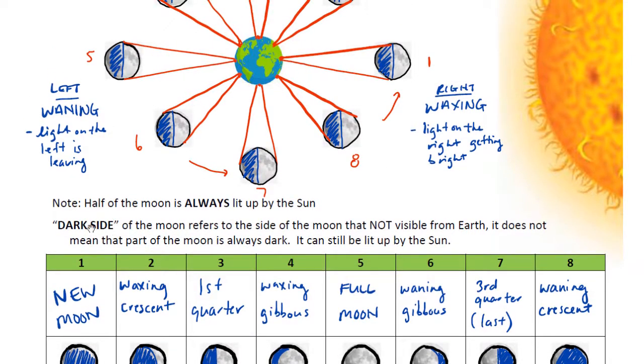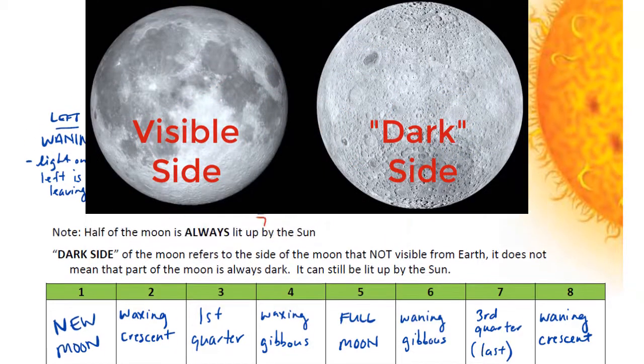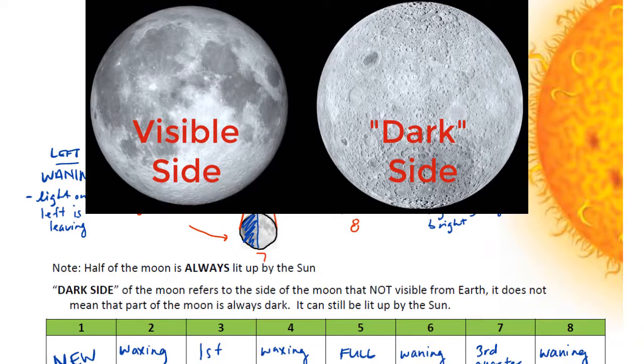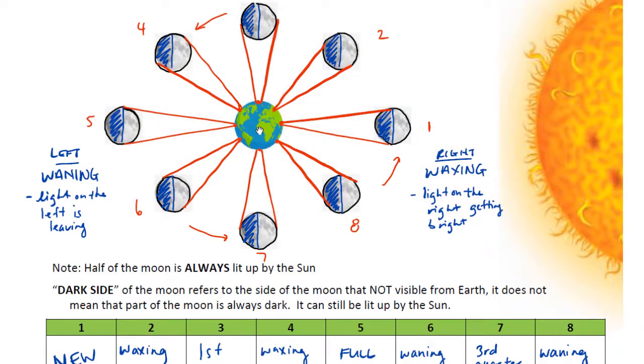Now keep in mind, when we say dark side of the moon, if you've heard that before, it does not refer to the shaded part or the part that's in shadow. It refers to the part of the moon that we actually never see from Earth. The reason that we never see that part from Earth is because the moon always faces the Earth in the exact same orientation. Why is that?